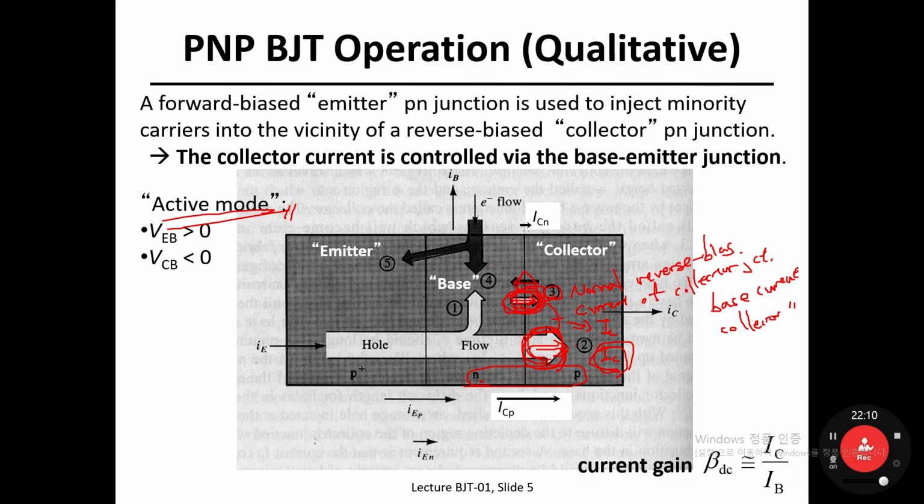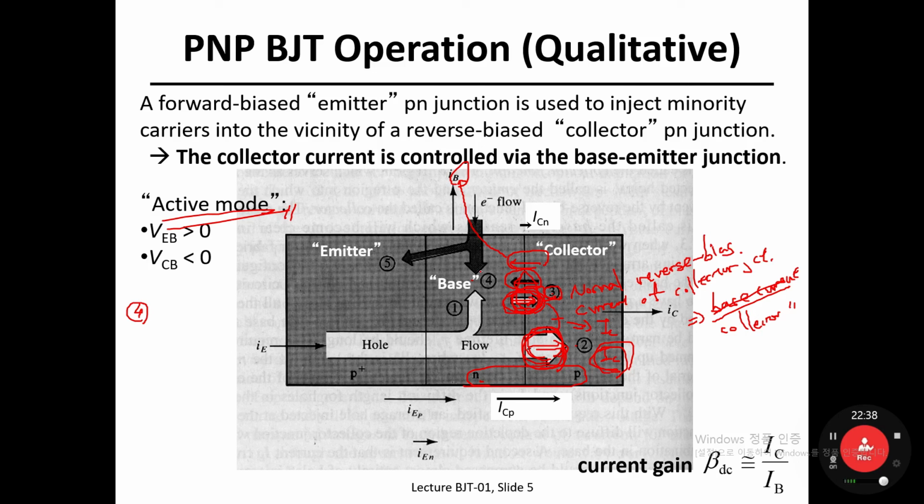Okay, and this part, the black colored one, is now flowing into the base part. So this reverse biased saturation current flowing from collector to base would contribute to the base current as well. So that is the main reason I have written down the base current here.